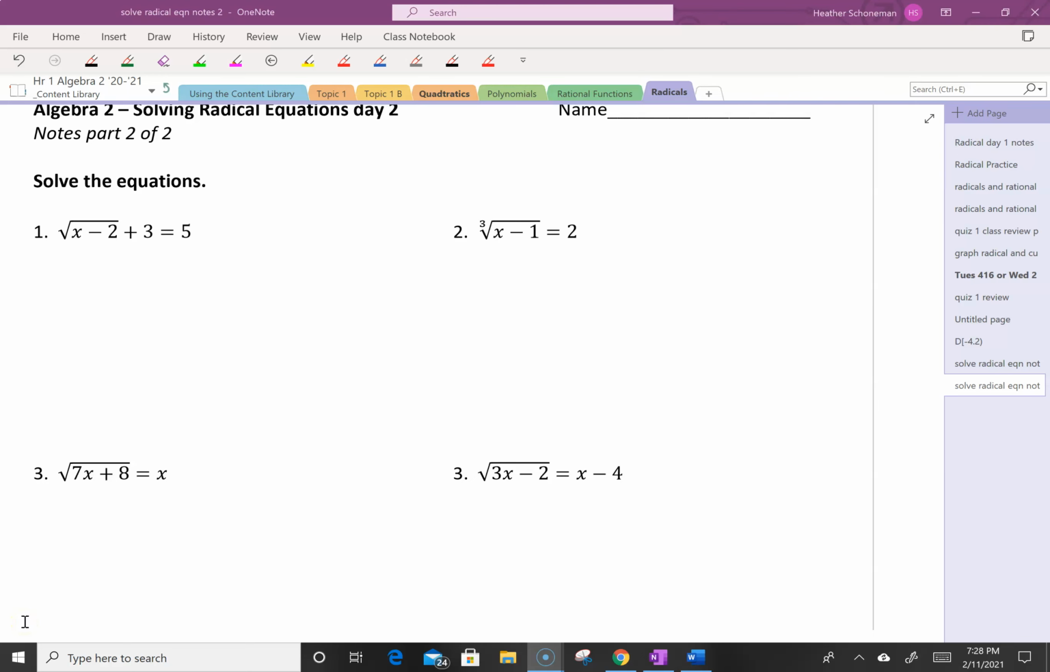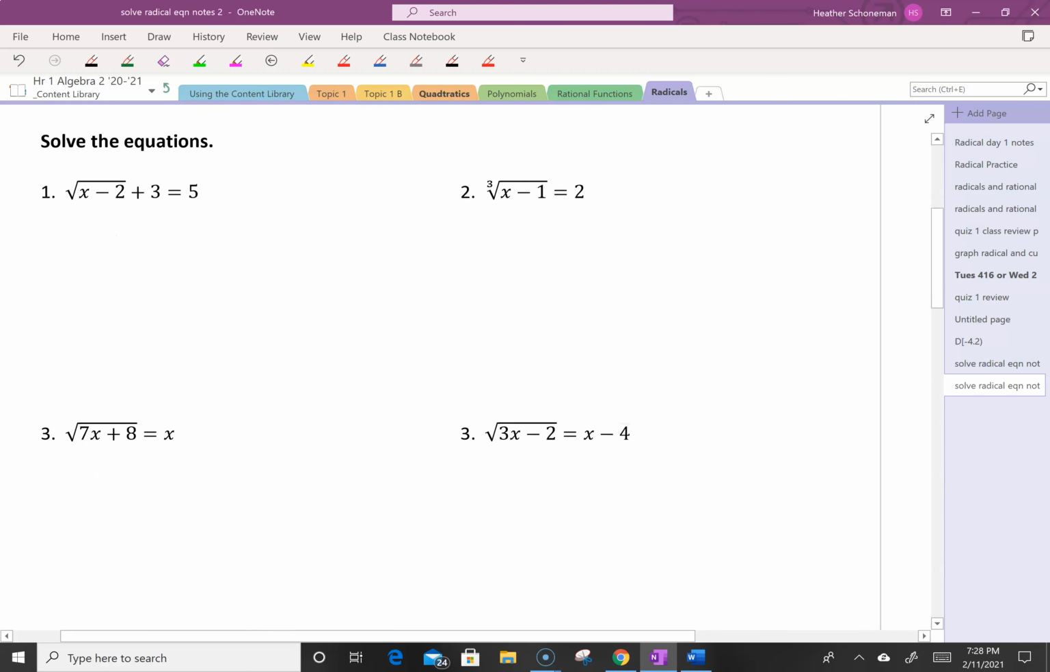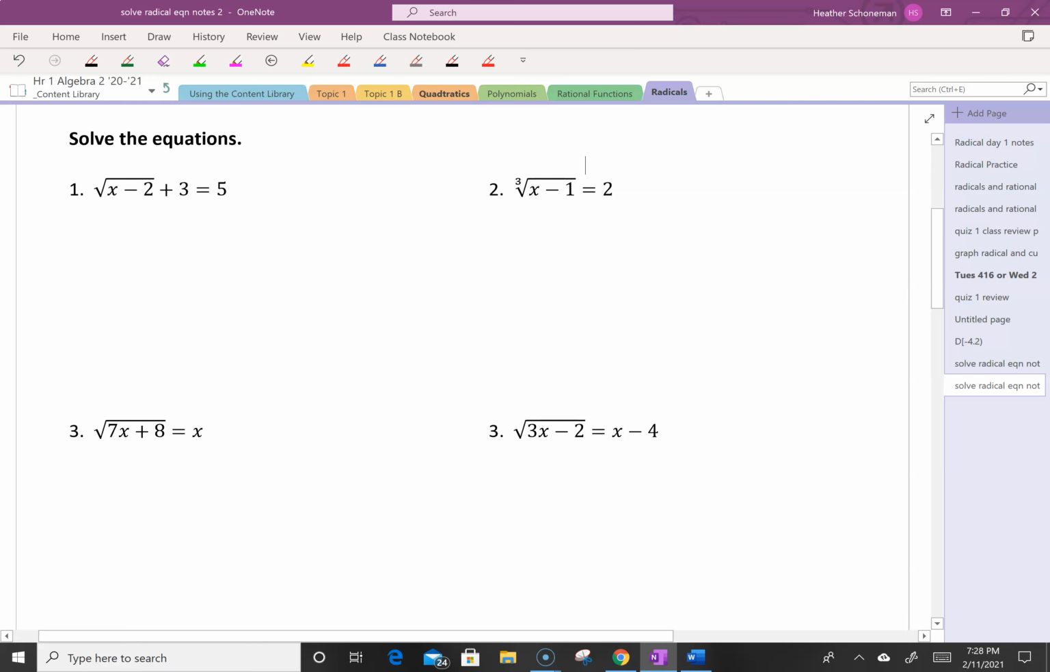Okay, this video is the second video on solving radical equations. So in the first video we did ones like number 1, where you'd have to subtract 3 from both sides and then square it to get the radical by itself. So we're going to skip that for right now, but let's look and see what happens on number 2.